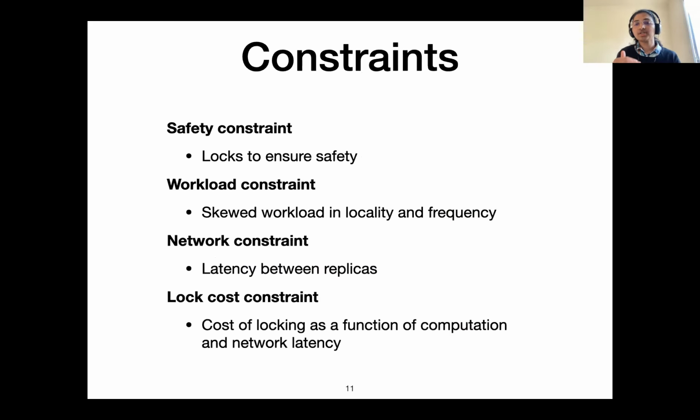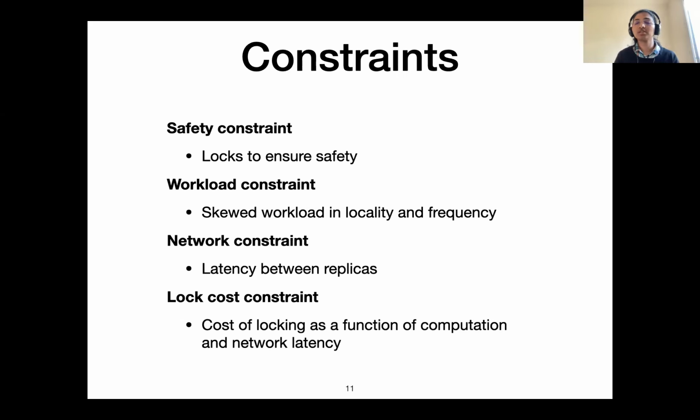So to summarize, we talked about 4 constraints. The first one is the safety constraint, which requires us to have locks to ensure safety. So that's where we know that we need locks in these scenarios. The second one is the workload constraint, which shows the dynamic characteristics of the application. Basically, we saw that there might be a skew of frequency per operation and also per replica, so locality and frequency skew. The third is the network constraint, which tells us that there is a latency between replicas and we can't do anything about it. And the fourth constraint is the cost of lock acquisition, which we call the lock cost constraint.